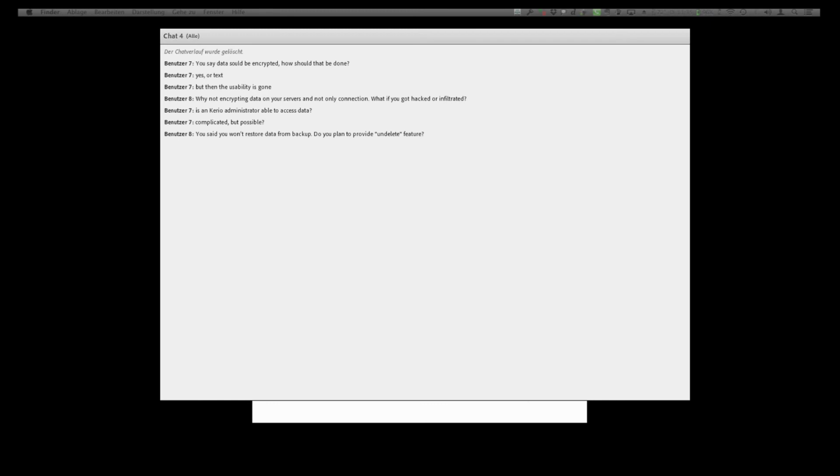Vincent is asking, you said you won't restore data from backup. Do you plan to provide an undelete feature? Please correct me, Martin, if I'm wrong, but I have this trash icon on Samepage. So when I delete something, I can look it up in my own trash on Samepage, correct? Yes, you are correct. So this has not changed. Or do you mean, Vincent, when you have maybe deleted your whole organization?